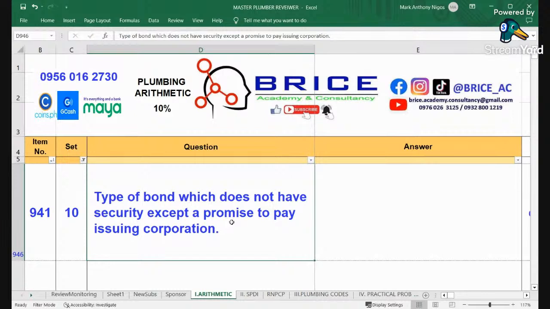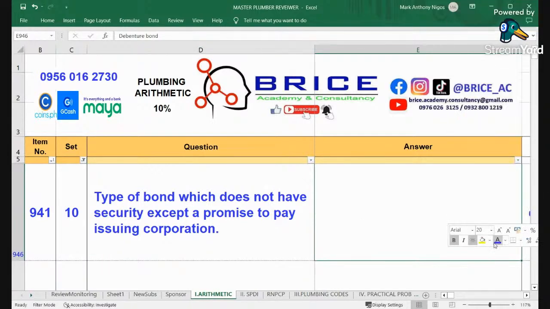941. A type of bond which does not have security except a promise to pay by the issuing corporation. The answer is debenture bond.